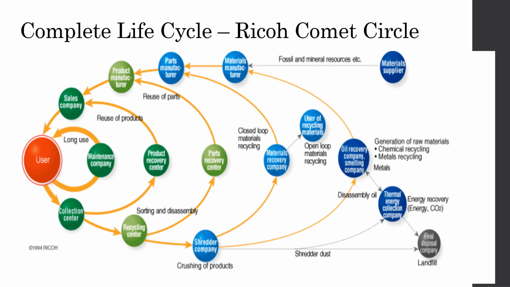Again, another nice visual of the life cycle of a product. And this is a complete life cycle through the different stages. Talks about material supplier, provides materials to the material manufacturer, to the parts manufacturer, to the product manufacturer, to the sales company, ultimately to the user. And then you've got the maintenance company that maintains the product, and the various other portions of what's considered the full life cycle of a product.